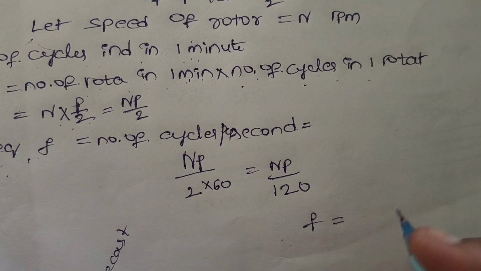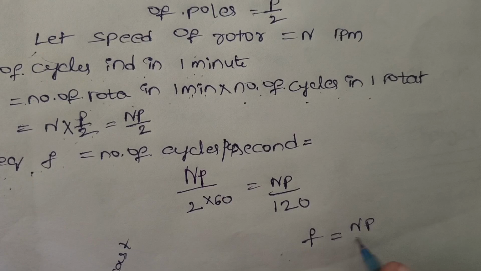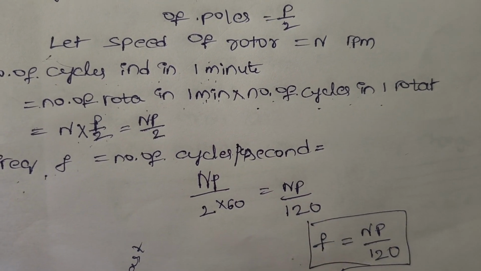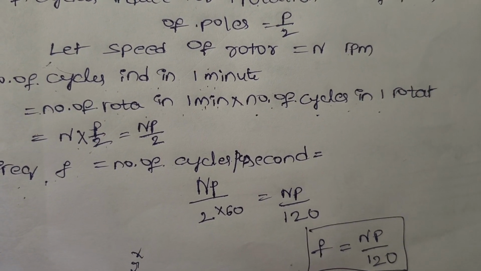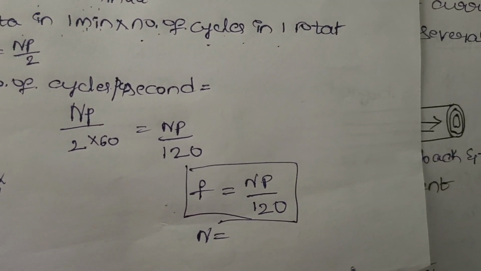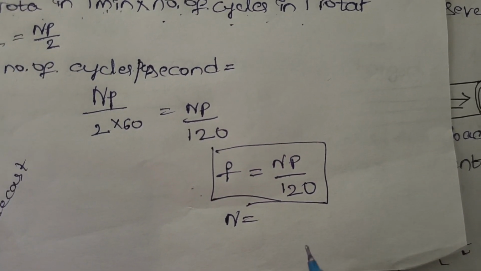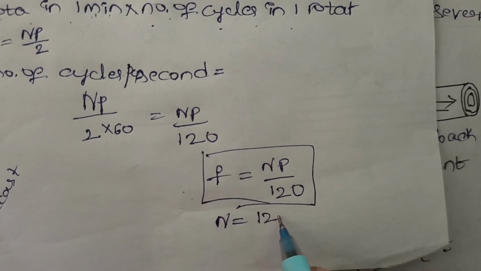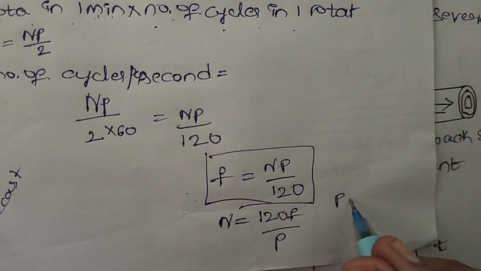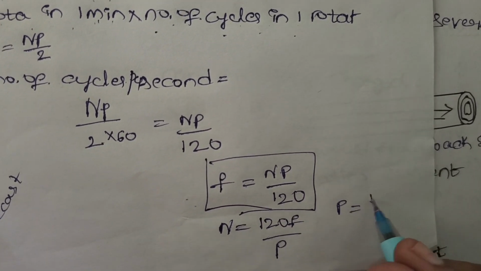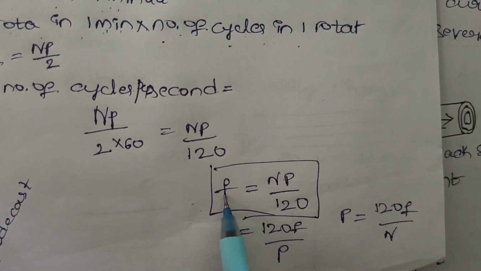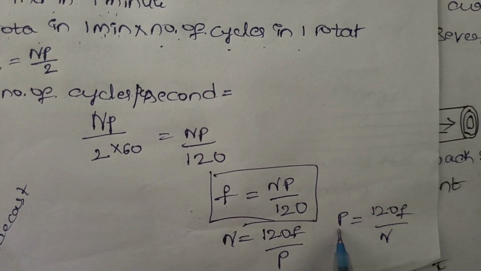So the relationship between poles, speed and frequency is F equals NP by 120. From this, speed N equals 120F by P, and also P equals 120F by N. So this is the relationship between frequency, speed and poles.